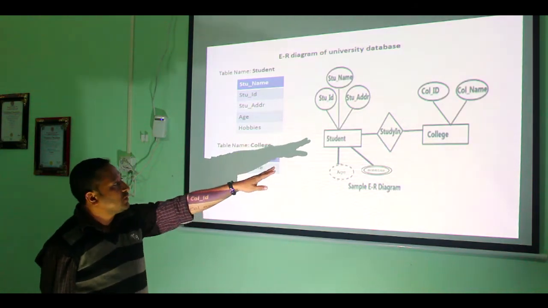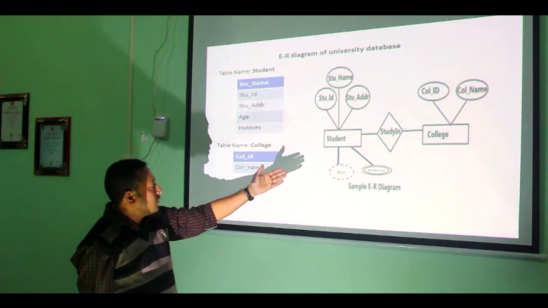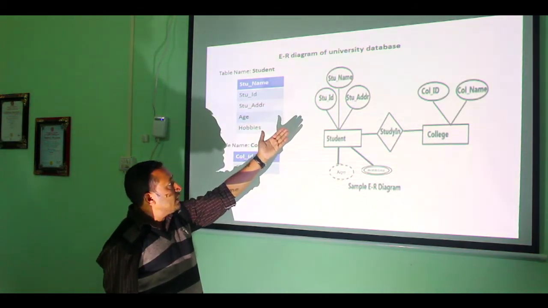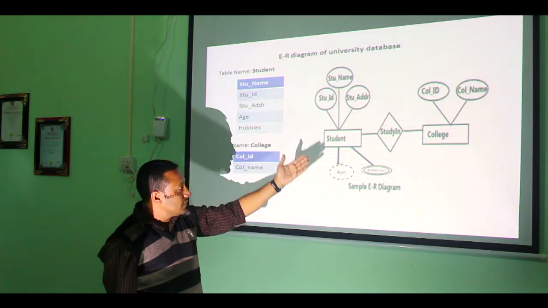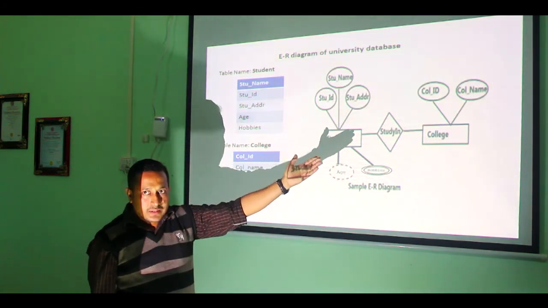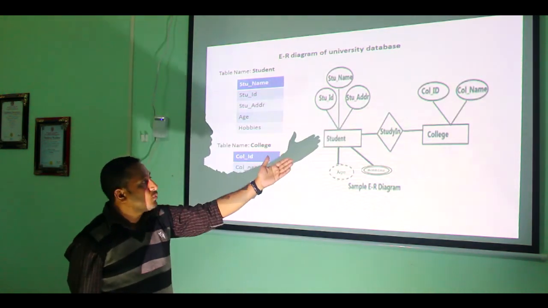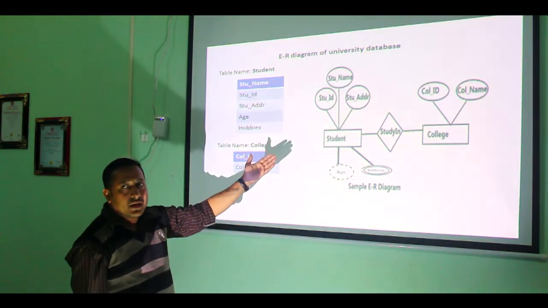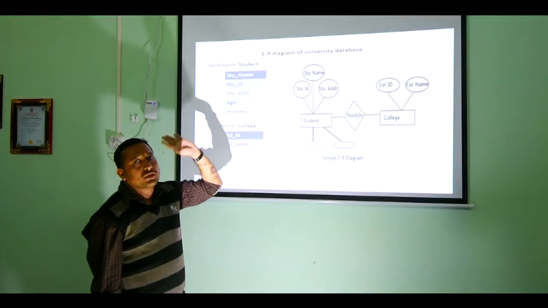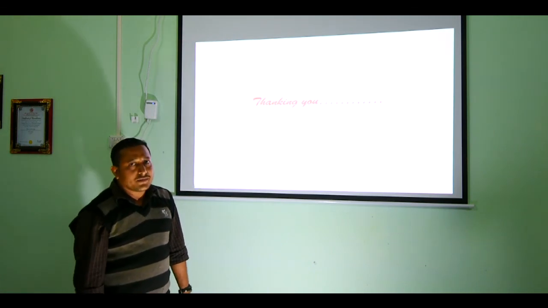We have given the name of this relationship, that is studying. So from this ER diagram you can say a student takes admission, and he has some ID or roll number, then name, address, age and hobbies. The student is doing a course in some college, so the college has a college ID and college name. From this ER diagram you can find each and every student, his address, his name, and which college he is doing the course in. So this much for the database. Thank you.